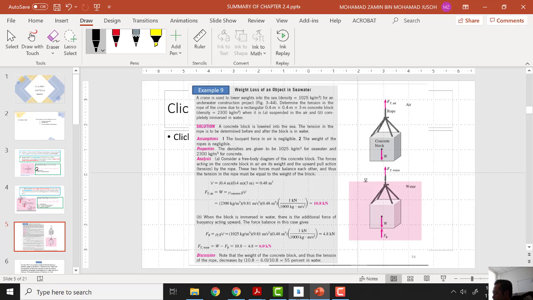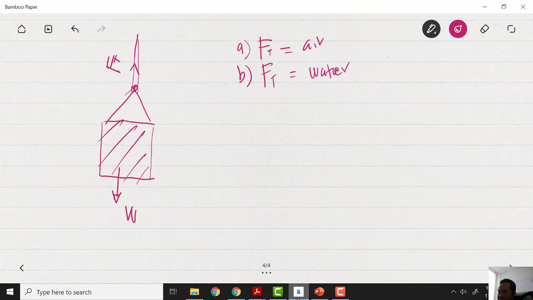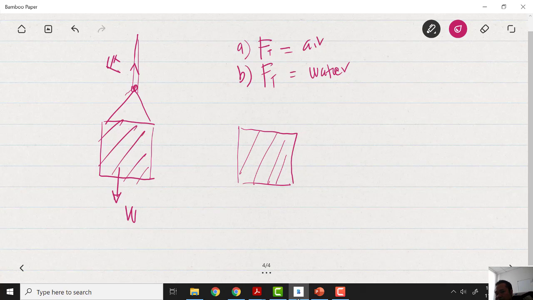First of all, when you are facing this kind of problem, draw a free body diagram. So here we have the concrete block. What kind of forces are applied to the concrete? If we are solving question A, we have only two forces. One force is Ft, which is holding the block. Another force is the weight of the block itself.